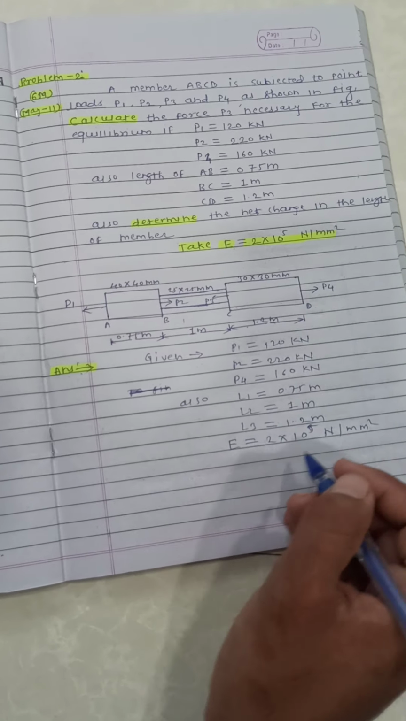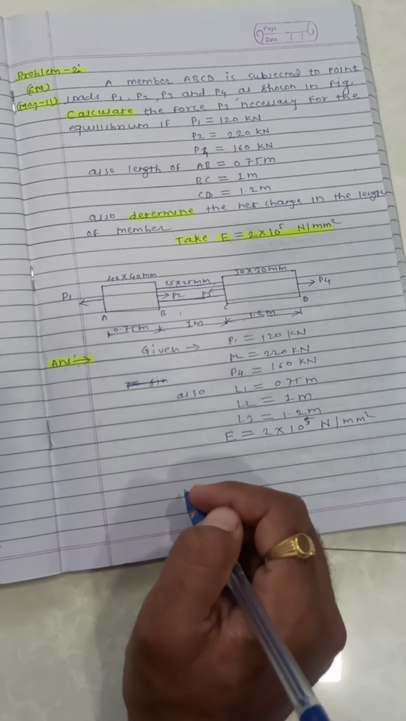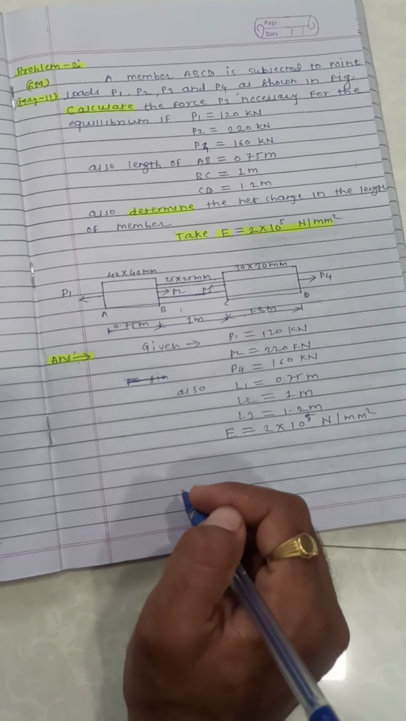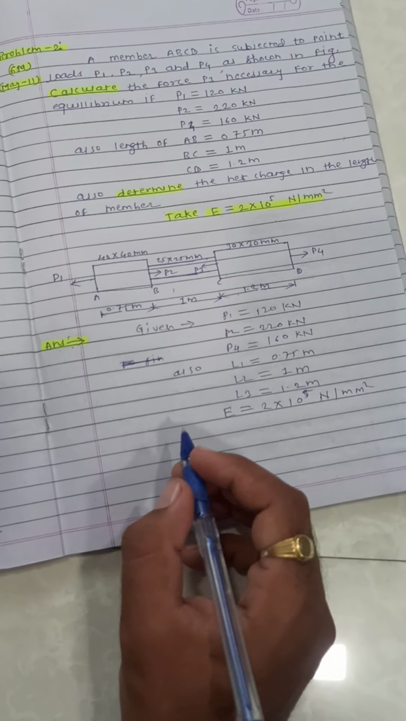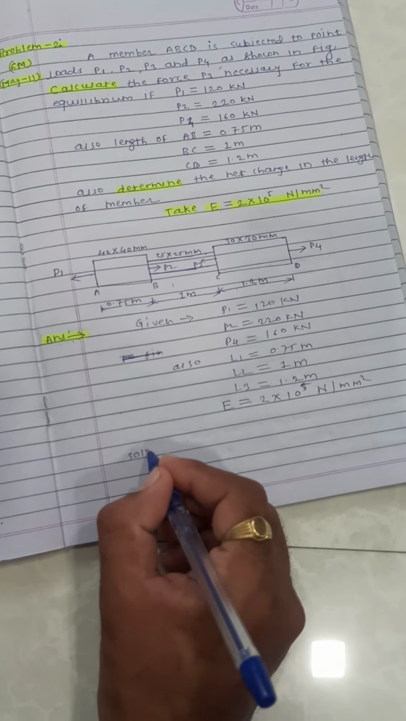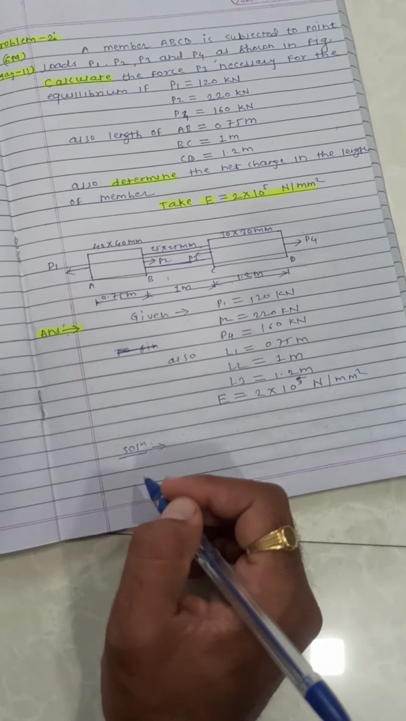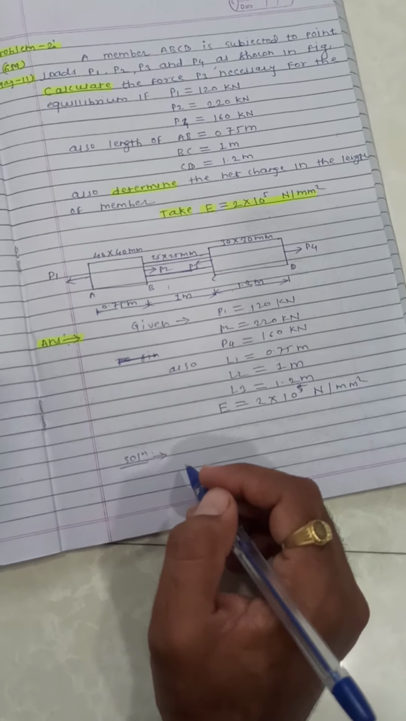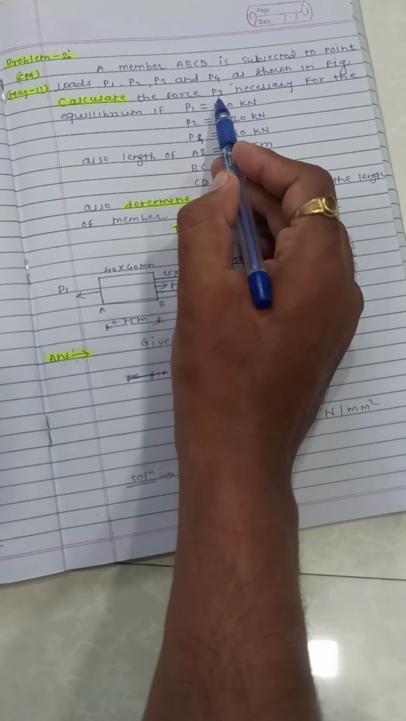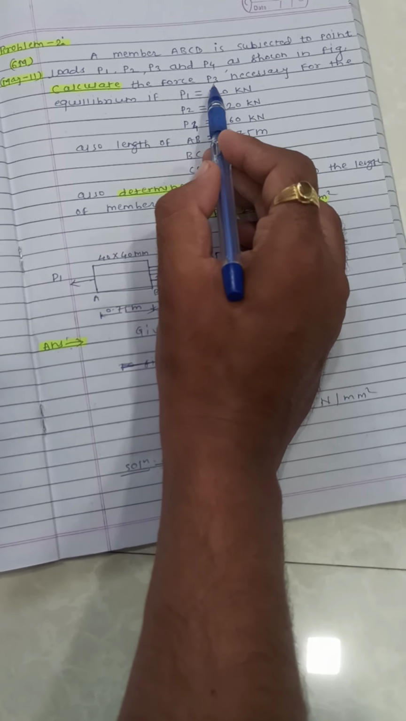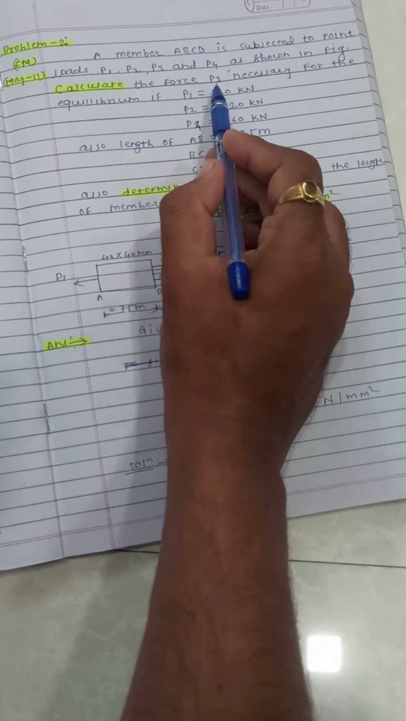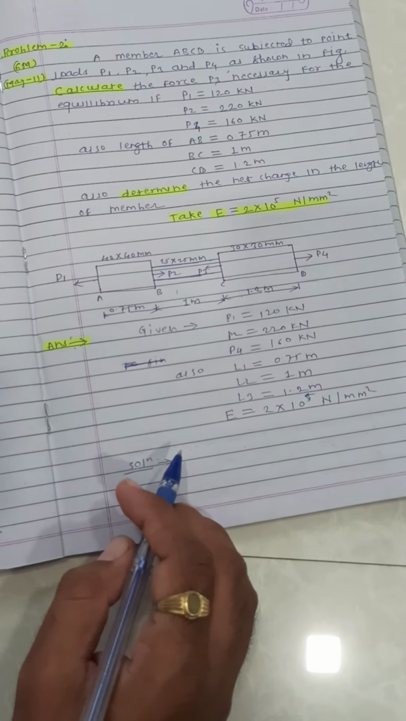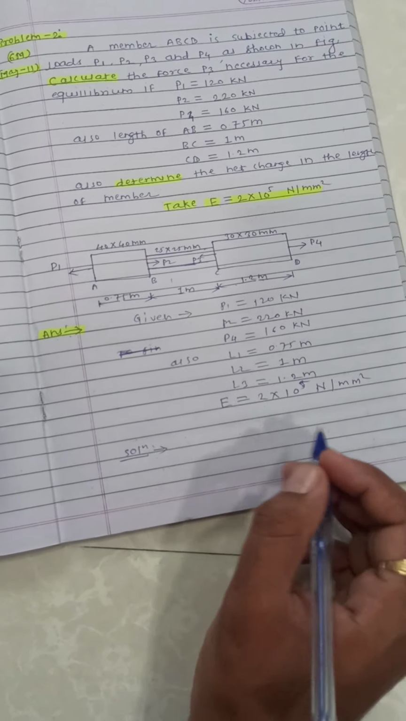Okay, so these are the given data which is given in the problem statement. So solution, how to find out the answer. To find out the value of P3, we have to use the condition of equilibrium. What does the condition of equilibrium tell us?